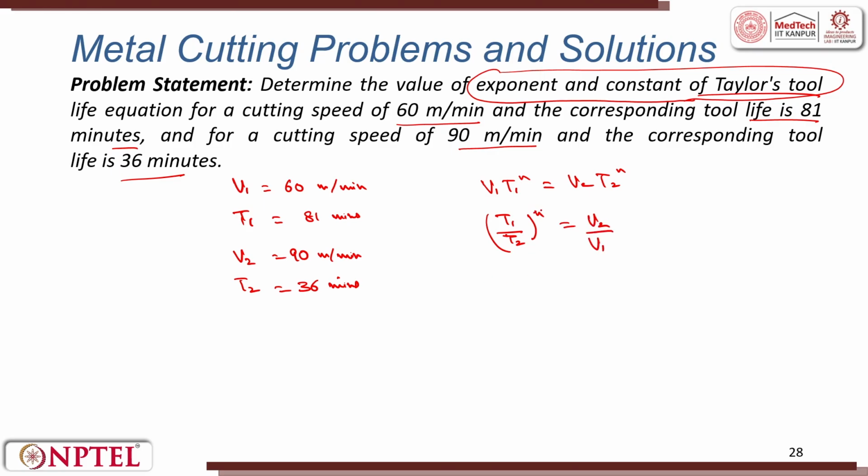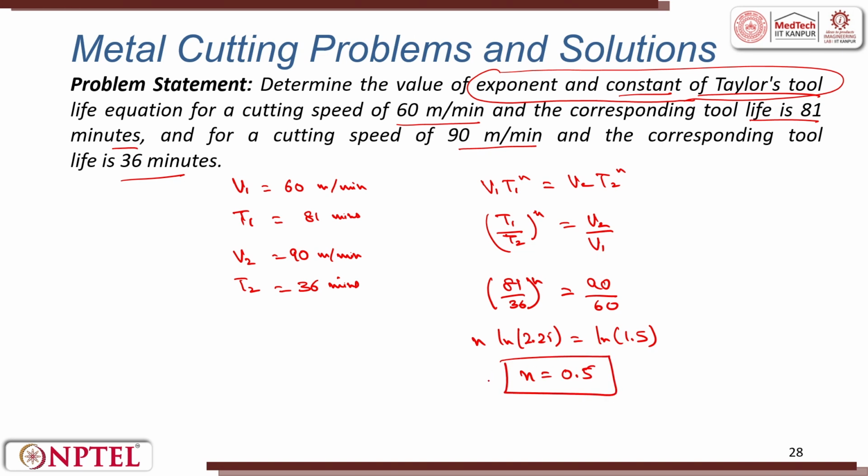I can take log now, or I can take log later. I can even directly put values here. T1 and T2 are 81 by 36, power n, is equal to V2 by V1, that is 90 by 60. Now taking log, I can put n into this ratio. 81 by 36 is 2.25. Log of 2.25 is equal to log of 90 by 60, that is 1.5. This gives me the value of n as 0.5, which is my exponent value.